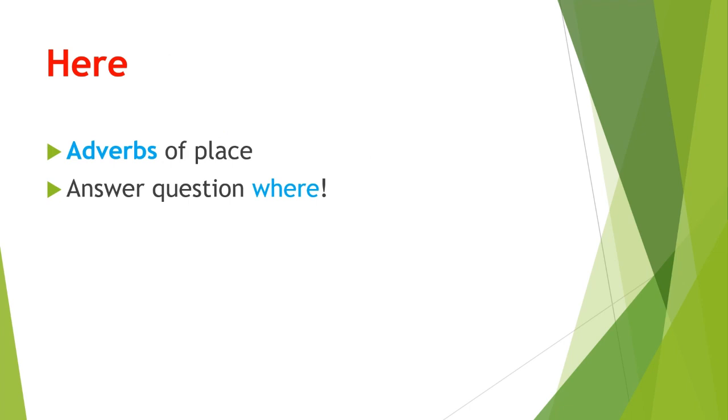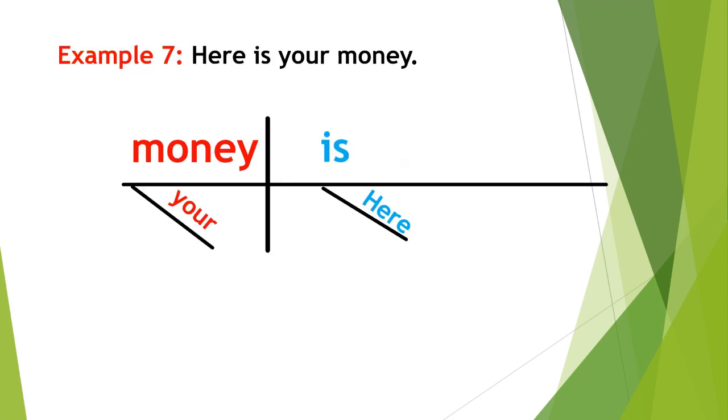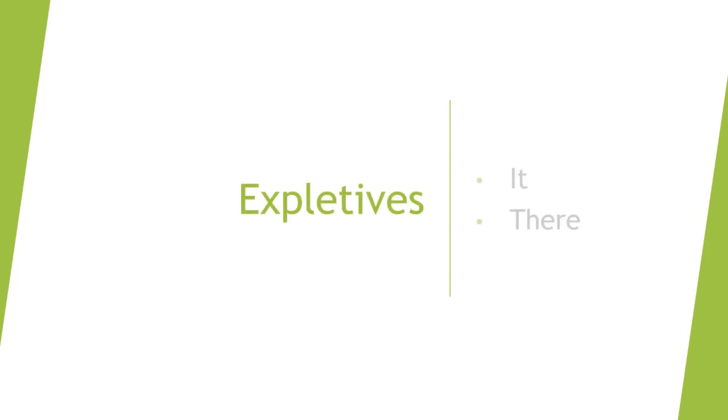Now, what about sentences that start with "here"? In these cases, "here" is not the subject, it's an adverb. Take this example. "Here is your money." In this sentence, "here" is an adverb modifying the verb "is." The subject is "your money," where "money" is the main noun, and "your" is a modifier. So we'll place "money" on the left of the vertical line with "your" below it, and "is" on the right with "here" under it on a slanted line. There are examples of expletives that we will explore in due time.